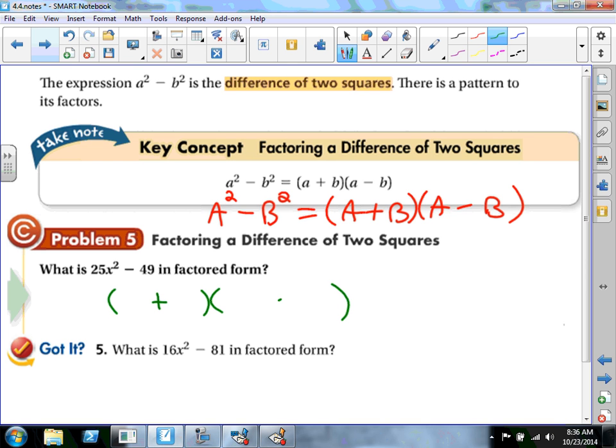A plus, a minus. What's the square root of 25x squared? Square root of 25x squared is going to be 5x. And the square root of 49, I hope everybody remembers that one. It's a 7. We'll have 5x and a 7 and a 5x and a 7, and that's it.